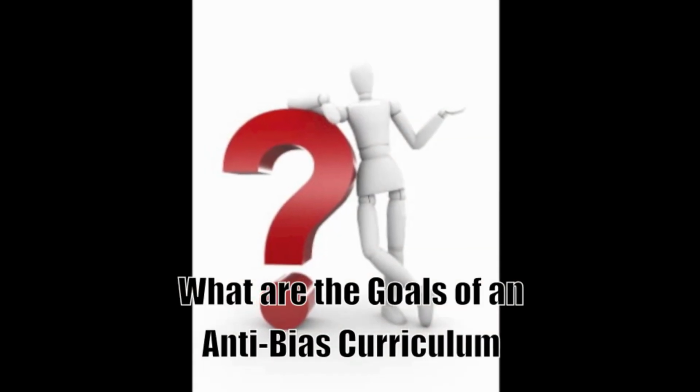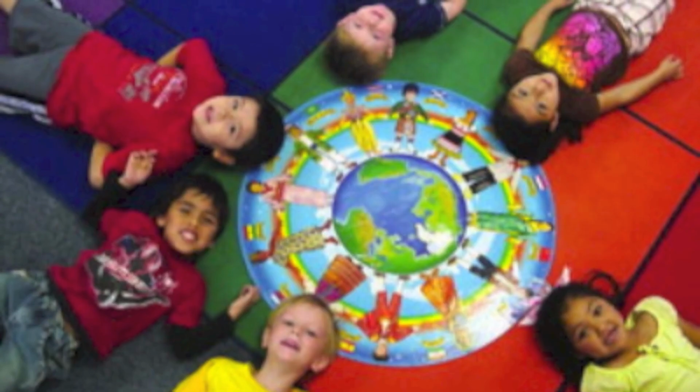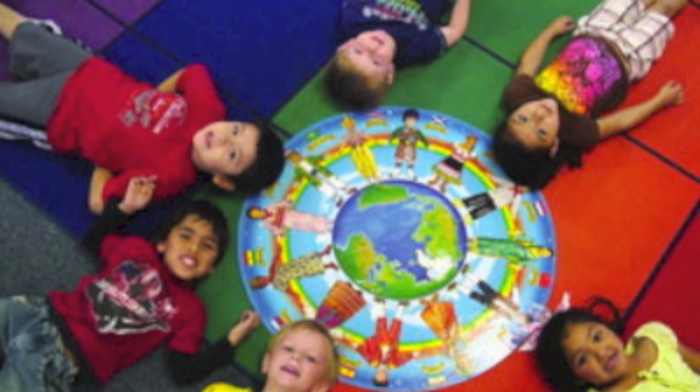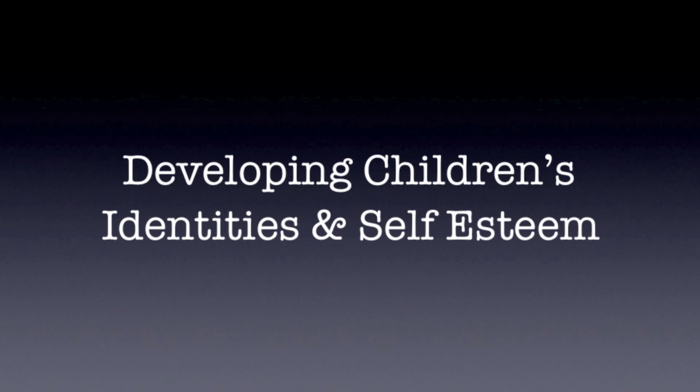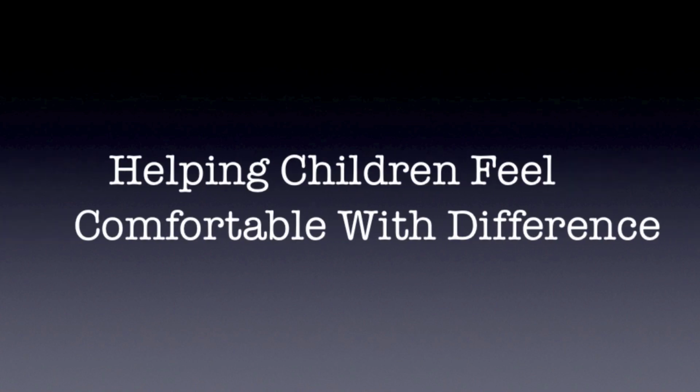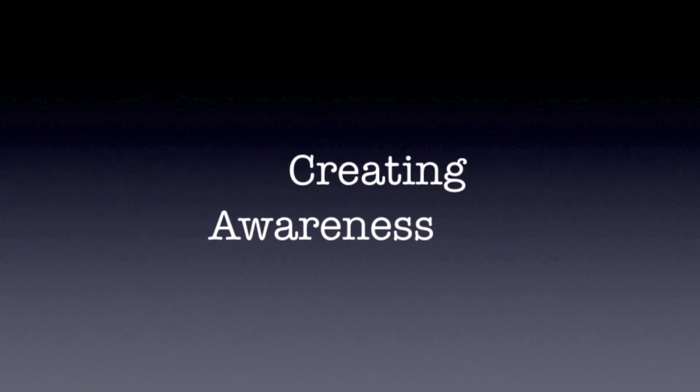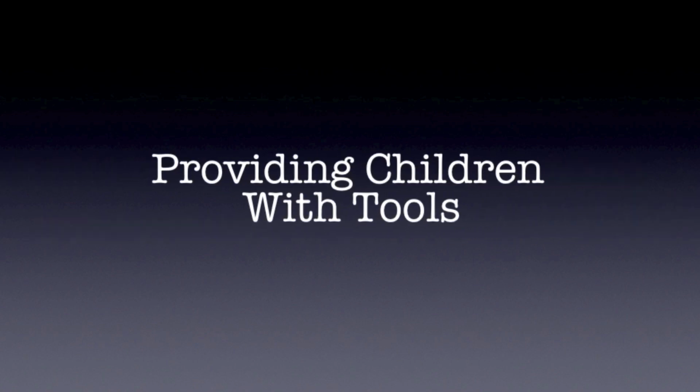Denial can create a deep-seated fear of the differences we find in others. That's why the first step in the ABC, the anti-bias curriculum, is acknowledgement of those differences. What are the goals to an anti-bias approach? The goals of an anti-bias curriculum include developing children's identities and self-esteem, helping children feel comfortable with difference, creating awareness of bias and stereotypes, and providing children with the tools to respond appropriately to bias.